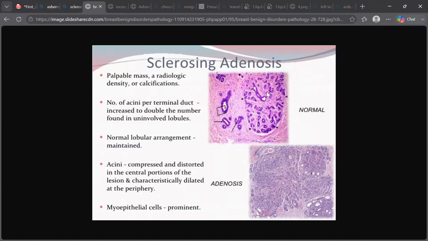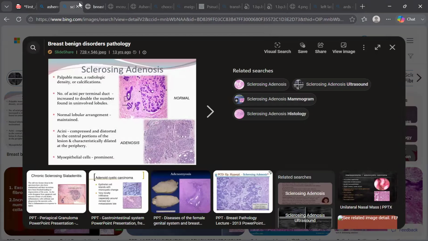So this is normal breast tissue, and this is sclerosing adenosis. It is a palpable mass, a radiologic density or calcification, in which the number of acini per terminal duct increases to double the number found in uninvolved lobules. So normal lobular arrangement is maintained, but the acini are compressed and distorted in the central portions of the lesion and characteristically dilated at the periphery, and the myoepithelial cells are prominent. The breast tissue is composed of an epithelium, and below that there are the myoepithelial cells. In this region, the acini per terminal duct are increased, and this is what we call sclerosing adenosis.